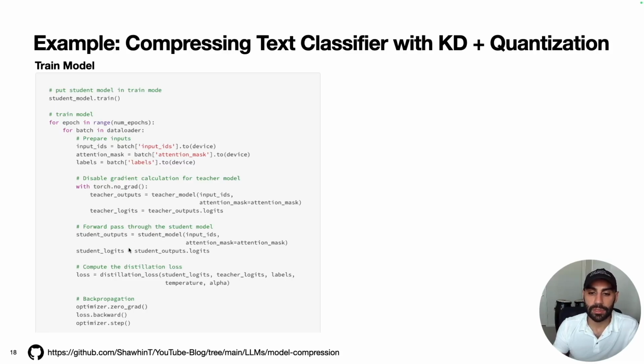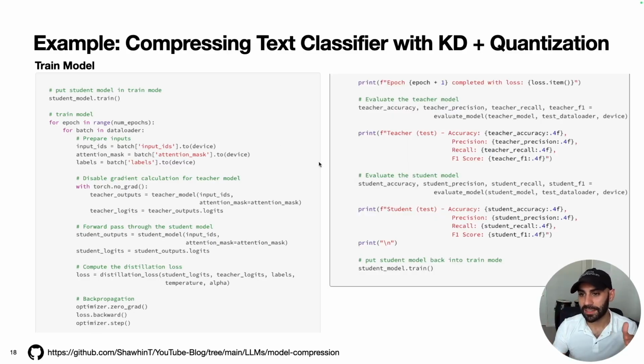Then we'll pass through the student model to generate its outputs and extract its logits. We'll compute the loss value using our distillation loss that we defined earlier. And then we'll perform the back propagation. Sorry, the script was too long, so I had to extend it like this. But once we make it through every single batch, we can print the performance metrics after each epoch.